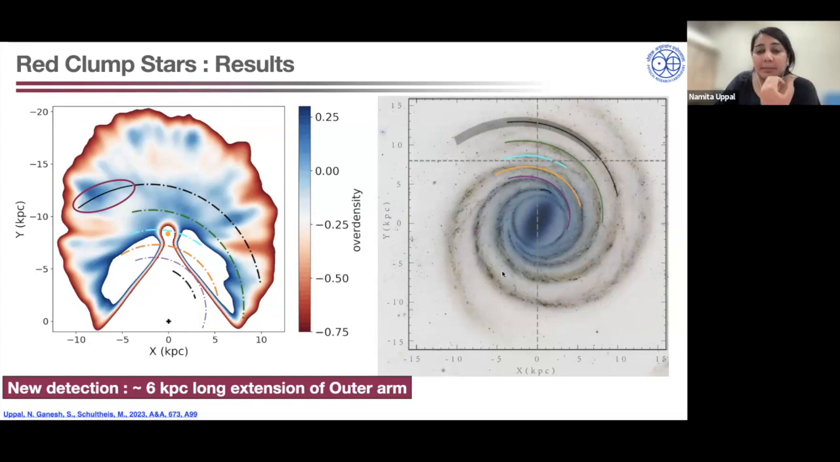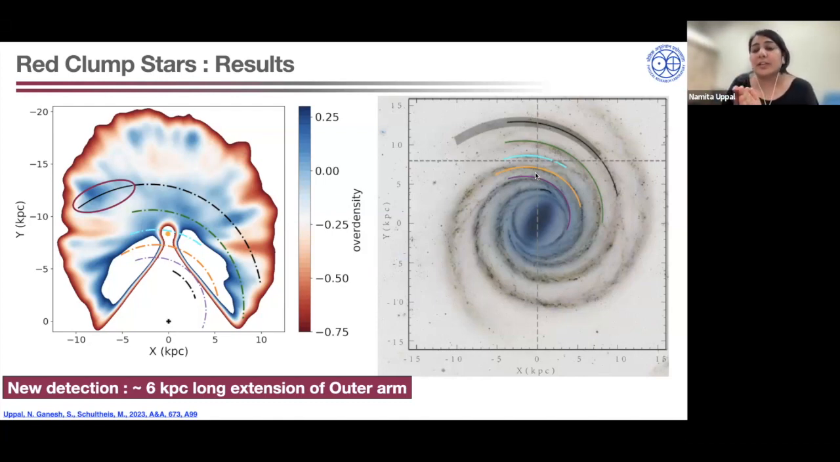So in the right side plot, the background map was made based on some observation, but they said the extent of the outer arm is up to this solid line. But in our study, we are seeing the extent beyond that region. So here we present an updated view of the structure of the Milky Way galaxy, at least the spiral arm of the galaxy. So this is all about the azimuthal asymmetry and the spiral arm of the galaxy.